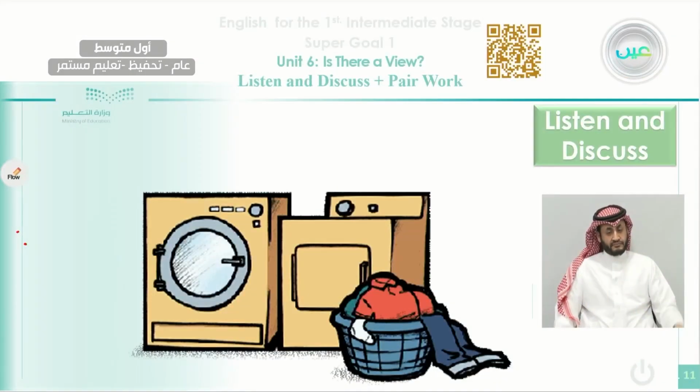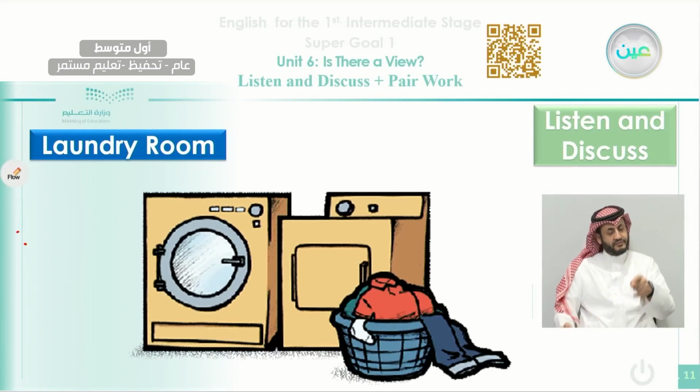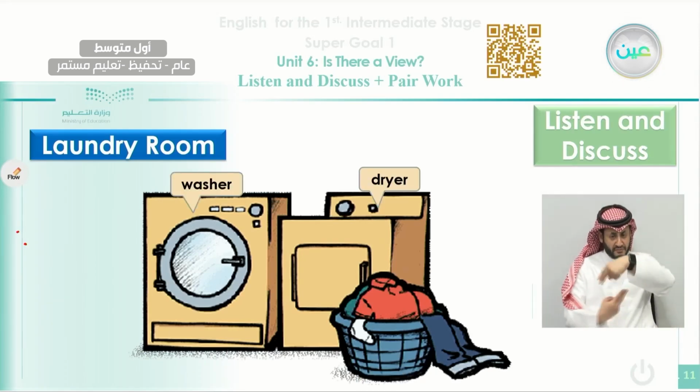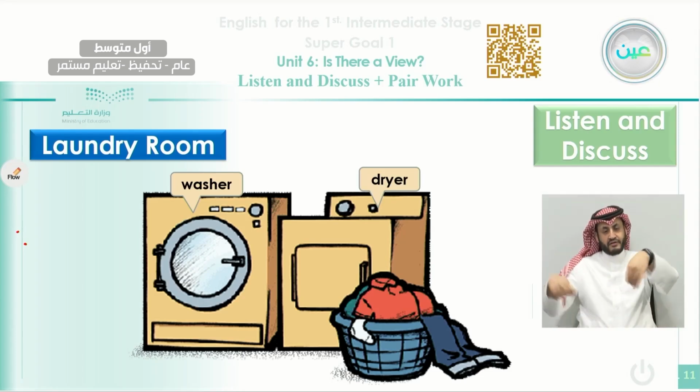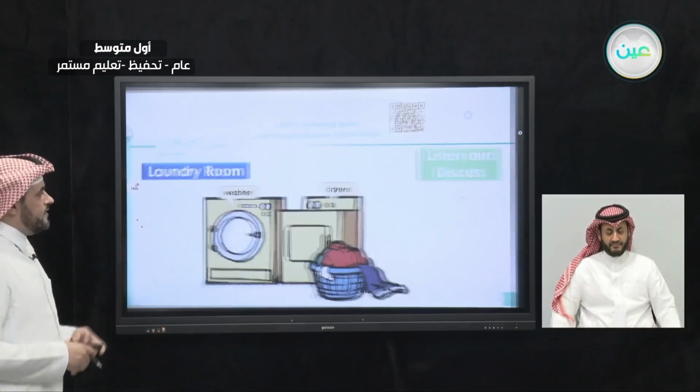And here also this is another small room for laundry. We call it the laundry room, where you can wash your clothes. Here we have a washer, and here we have a dryer. This is a washer and this is a dryer. When you finish washing your clothes, you take them to another machine to make them dry. We call it a dryer.